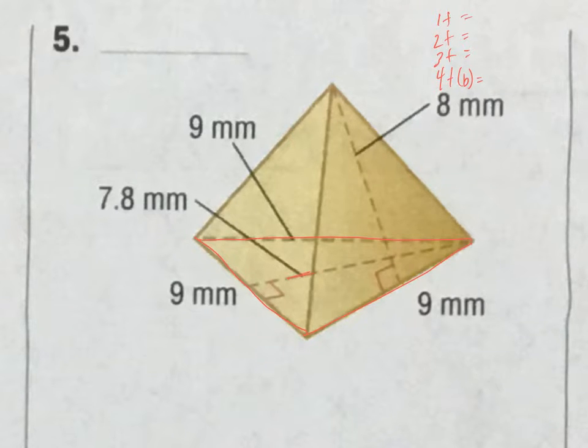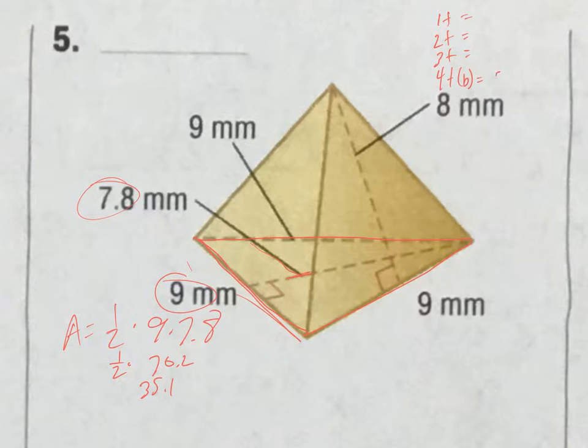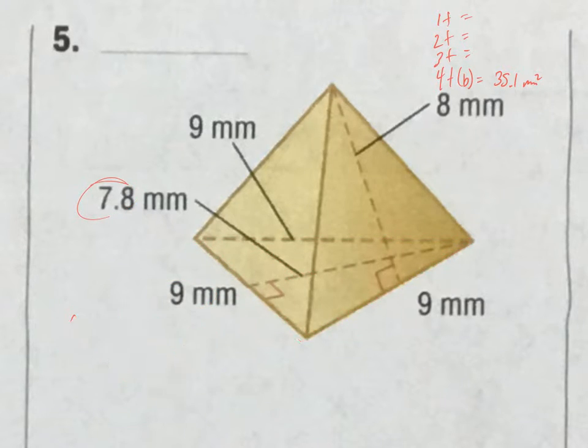So this height of it is right here, and the base of it is right here. Area equals 1/2 times 9 times 7.8. So 9 times 7.8 equals 70.2. Times that by 1/2, and I get 35.1. So my base is 35.1 millimeters squared.